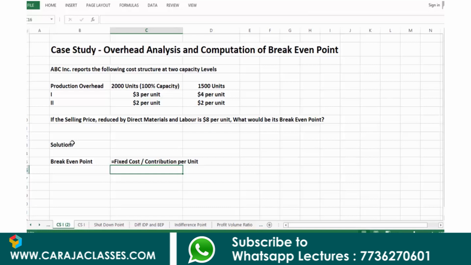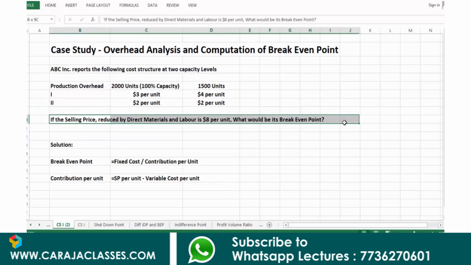So how do we find the contribution per unit? It's simple. Contribution per unit is nothing but selling price per unit minus variable cost per unit. So if you have the selling price per unit and variable cost per unit, you can find the contribution per unit. And here you have the selling price as $8 per unit. So you just have to find the variable cost per unit. So how do you find the variable cost?